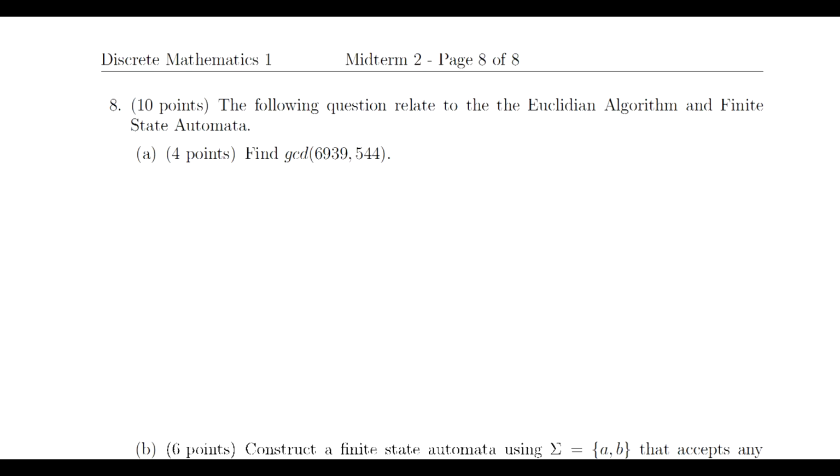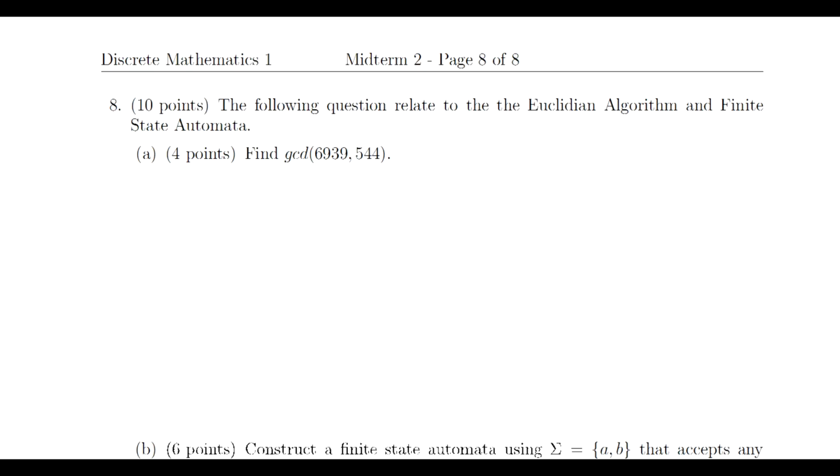Okay, here is the Euclidean algorithm. We need to find the greatest common divisor of 69, 39, and 544. This question does need a calculator, so I'm terribly sorry if you're thinking, hey, I can do this without a calculator, but you probably cheated anyway and used one, so don't feel bad.